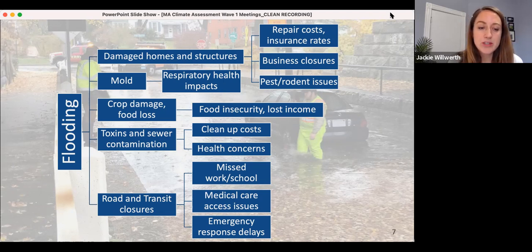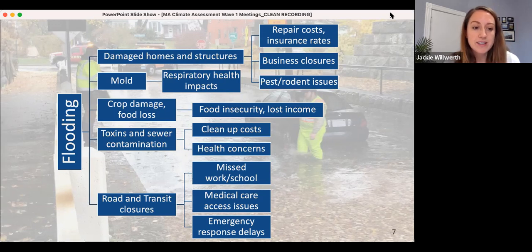Flooding causes damage to homes and structures, which can result in repair costs, higher insurance rates in the floodplain, business closures, both during a flooding event and during repair and cleanup, and also potentially pest and rodent issues following a flood. Moisture following flooding events can cause mold, especially if not cleaned up properly, and that can lead to respiratory health impacts.